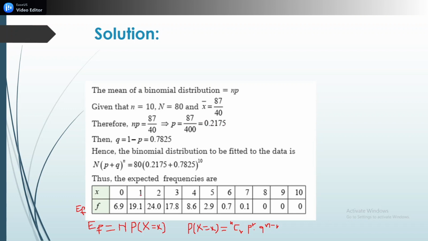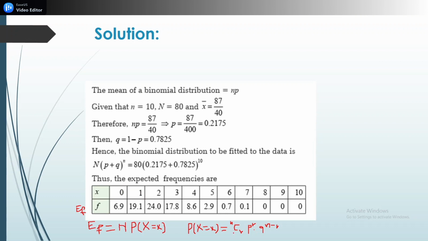For this case, R is 1. For this case, R is 2. For this case, R is 3. Then times the probability of failure. You know, the probability of failure is equal to 0.7825 power N minus R, where N is equal to 10. You take 10 and subtract the value of R. For case 1, R is equal to 0, the second one is 1, and the third.